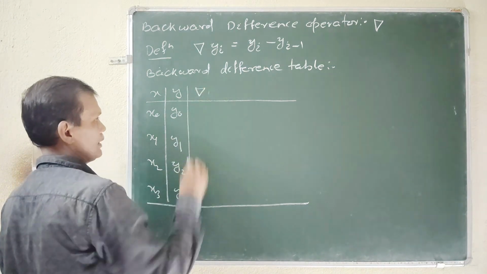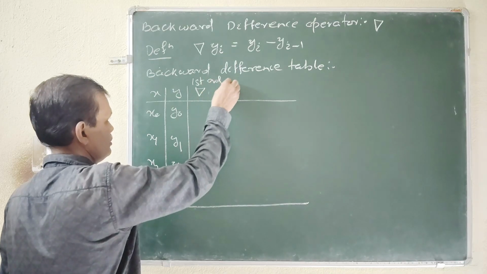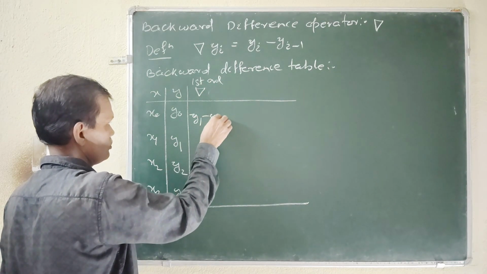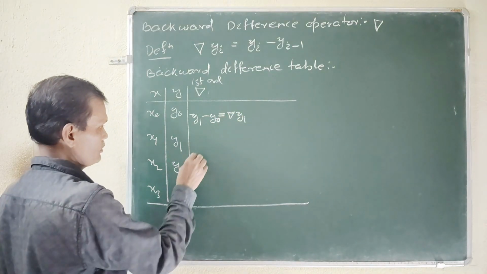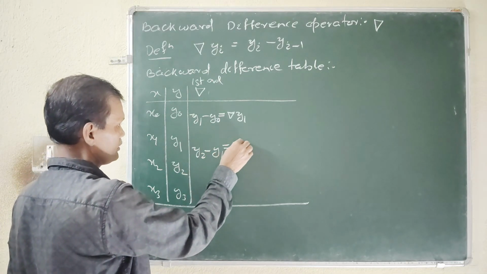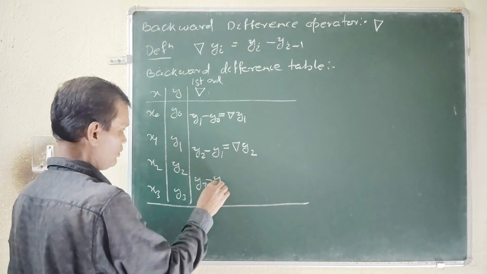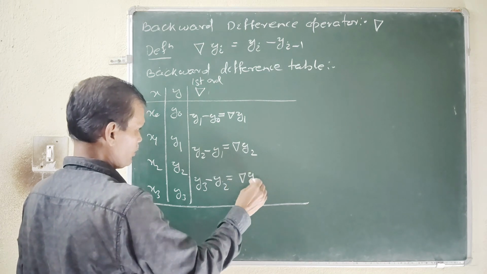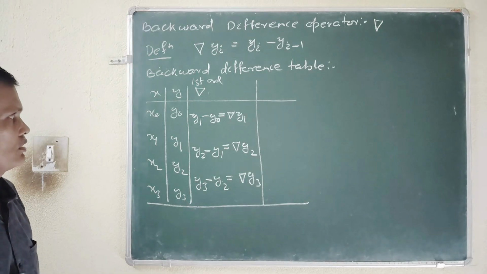This is the first order backward difference. The definition is y1 minus y0, but we denote it as backward delta y1. Similarly, y2 minus y1, we denote it as backward delta y2. Here y3 minus y2, we denote it as backward delta y3. This is our first order backward difference.